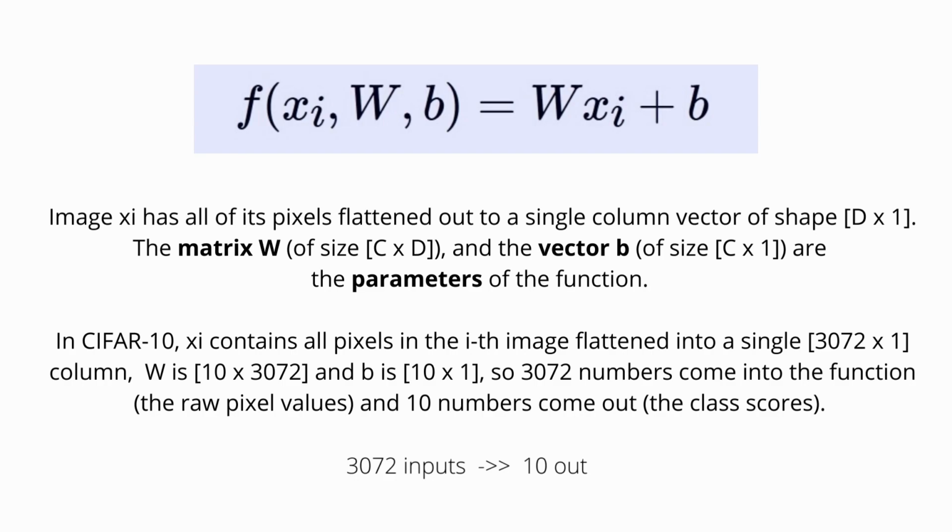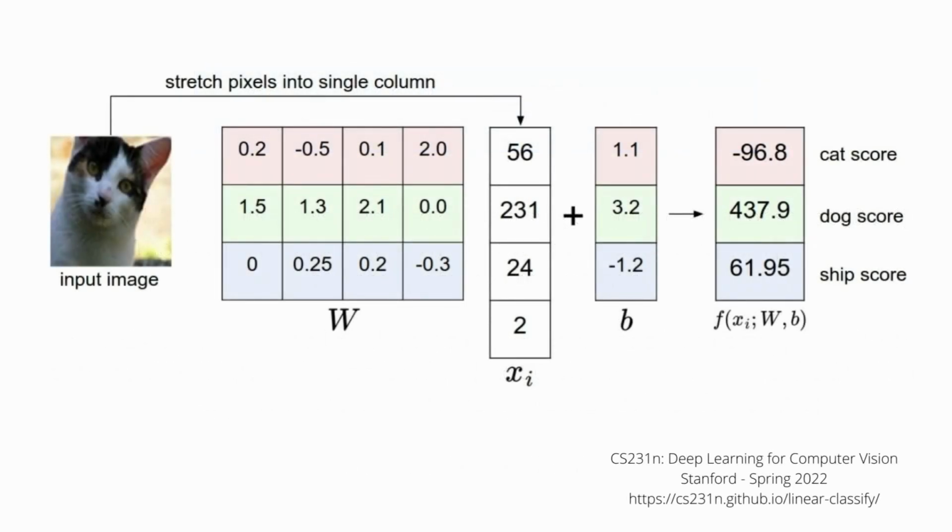So x_i contains all the pixels flattened into a single 3072 times 1 column. The weight matrix is 10 times 3072, and the result is we put in 3072 inputs and we get 10 output classes. So this is a visualization from Stanford Spring 2022, a beautiful course. This is the URL. Go there, have a look at it, and you see how easy this formula can be interpreted if you look at it from this perspective, that you have two functions, a score function and a loss function.